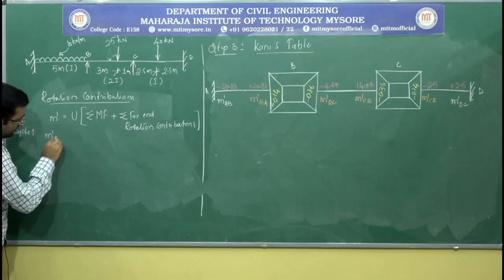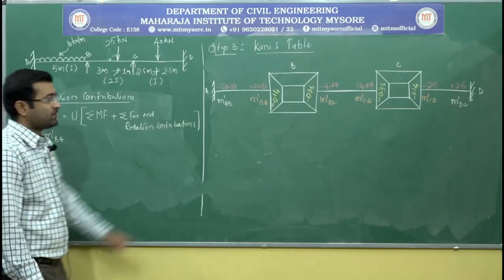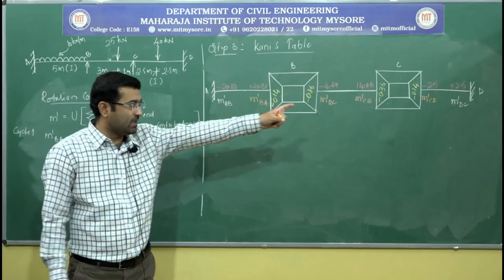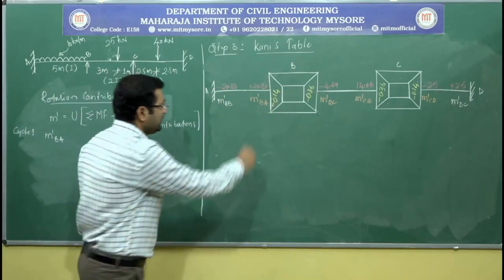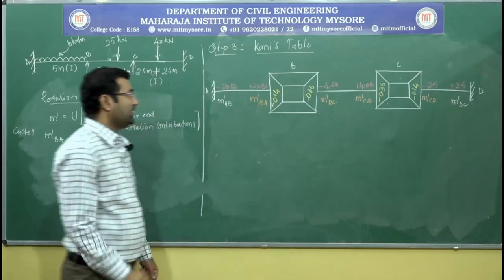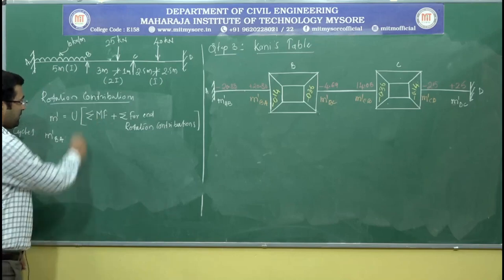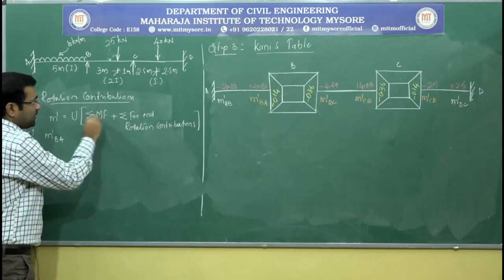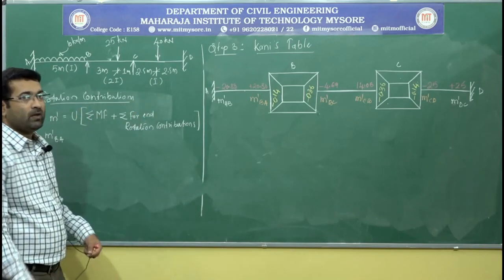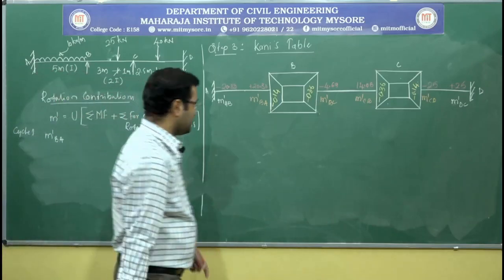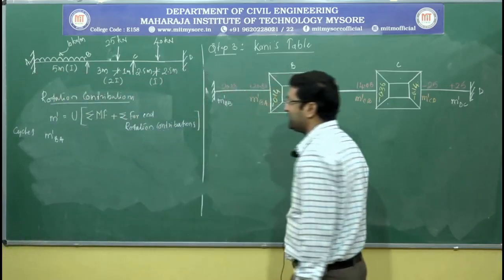m dash B, I will start with m dash B. I am not calculating m dash AB as well as m dash DC. So here if I want to calculate m dash AB, I need this value. Rotation factors we have already estimated. So I need fixed end moments at any joint. So algebraic sum of fixed end moments.